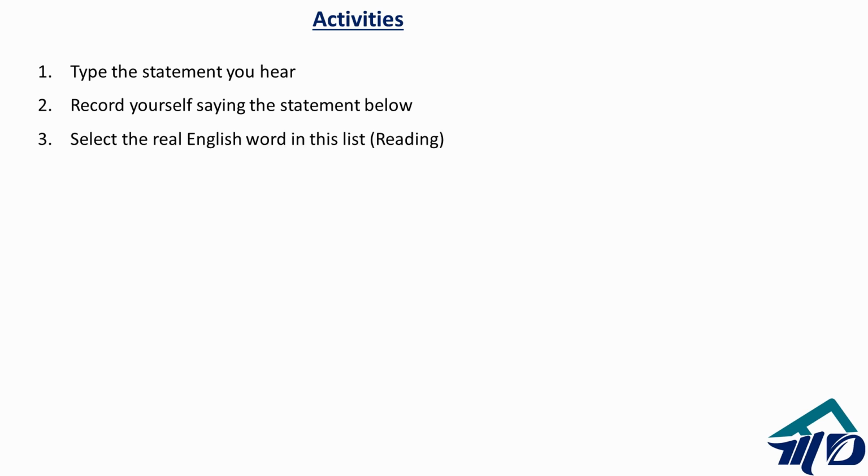Third one, you have to select correct English words from a set of, let's say, 9-10 words. There would be a pop-up. In that pop-up, 9 or 10 words would be there, and you have to read their spelling and select whether they are correct or not.